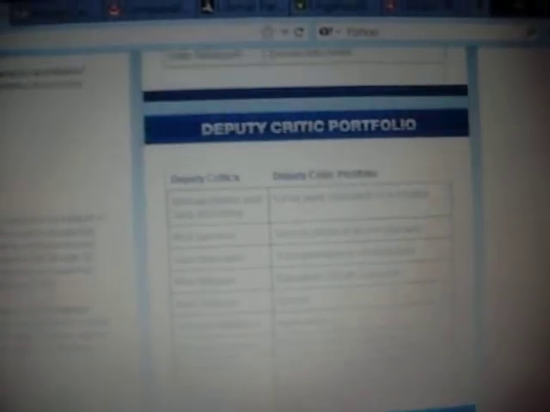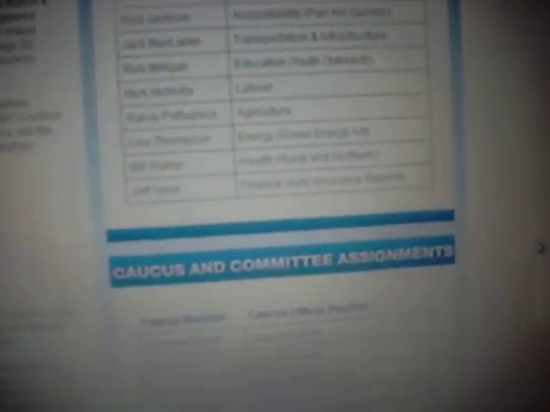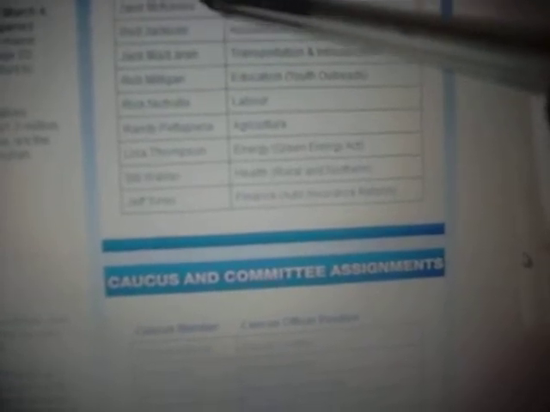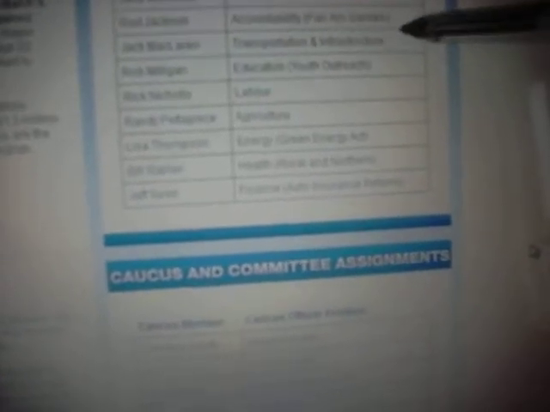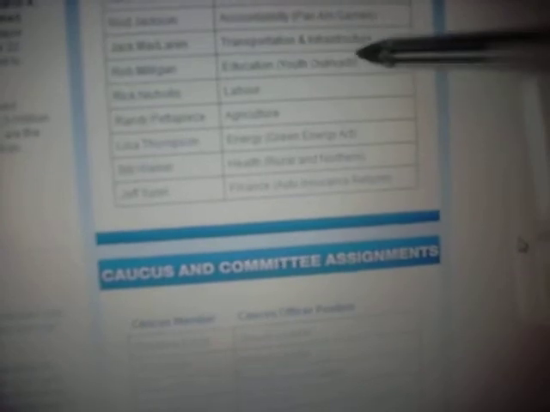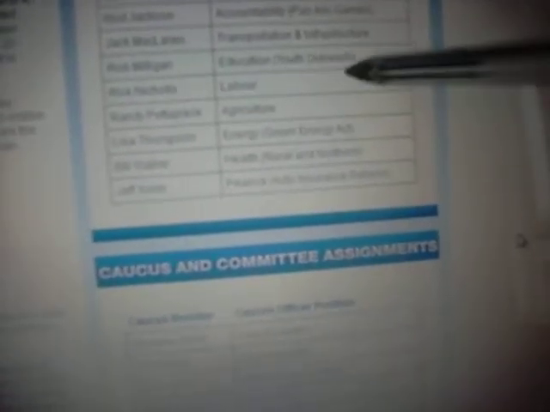So they have it all laid out. So if you're a person who has different types of learning or different types of accessibility requests, everything is laid out for you. For example, in the deputy critic portfolio, there are two persons who deal with community outreach vice chairs. One person, accountability, Pan Am Games. Next person, transportation infrastructure. Next person, education, youth outreach.